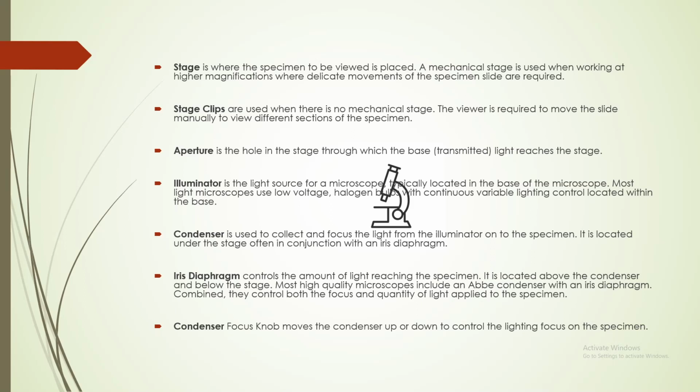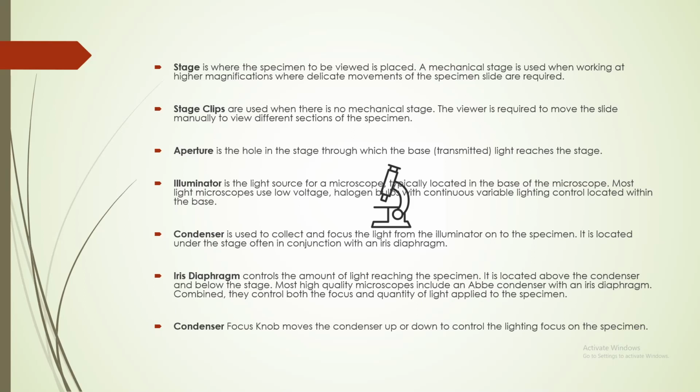Stage is where the specimen to be viewed is placed. A mechanical stage is used when working at higher magnification where delicate movements of the specimen slide are required. Stage clips are used when there is no mechanical stage. The viewer is required to move the slide manually to view different sections of the specimen. Next is the aperture, the hole in the stage through which the base transmitted light reaches the stage.